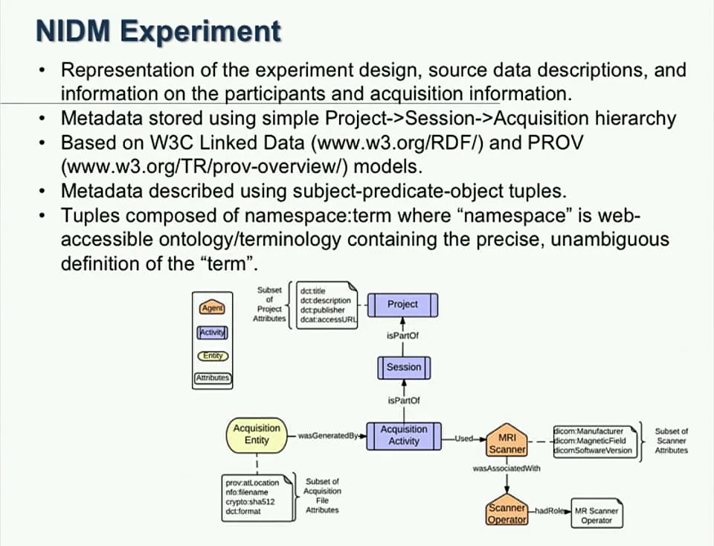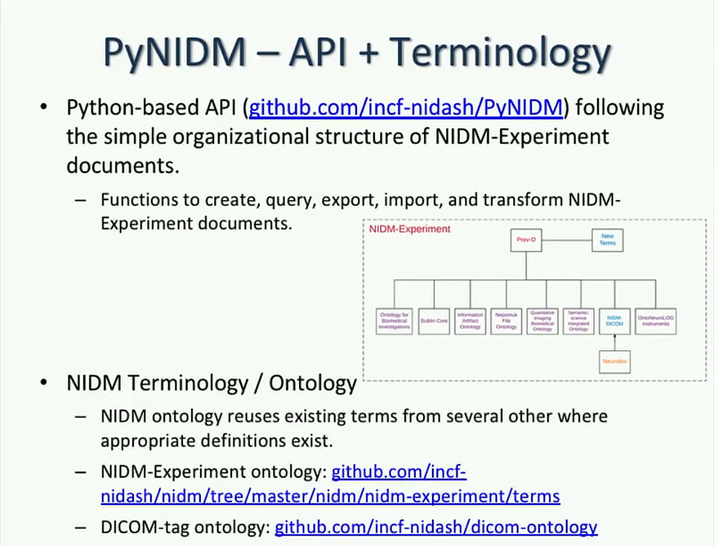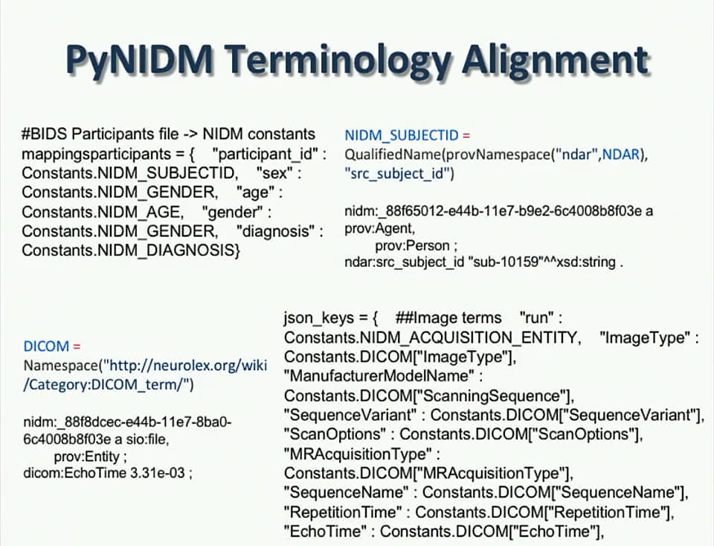One of the areas is an NIDM experiment. What this section goes over is a very simple overview of an NIDM experiment and the tool PyNIDM, some Python tools that work on this NIDM data. And again, PyNIDM is what brings together the terminologies and the data and puts it together. Behind the scenes within PyNIDM, you have a bunch of files that define how things map.